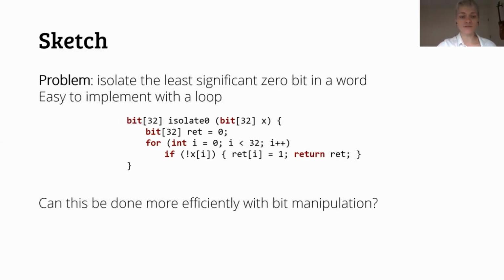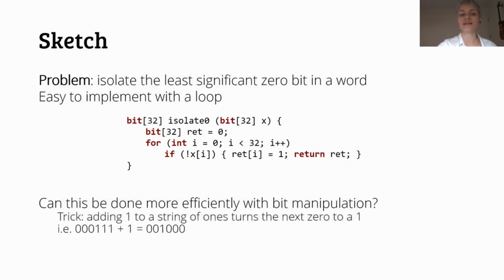The idea that you might base your solution on is, the trick is basically that adding a 1 to a string of 1s turns the next 0 into a 1, right? So if you add 1 to 0, 0, 0, 1, 1, 1, you get 0, 0, 1, and then 3 zeros, right? So how can we devise an implementation of this based on this trick?